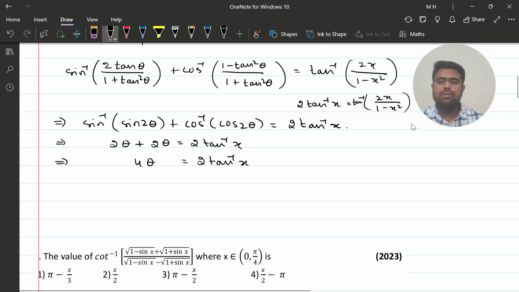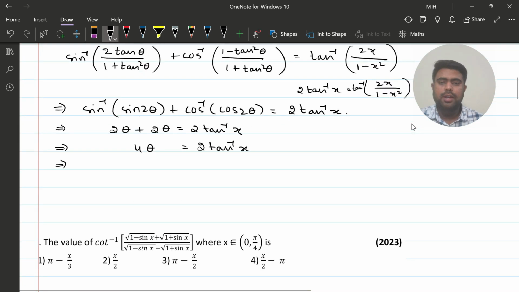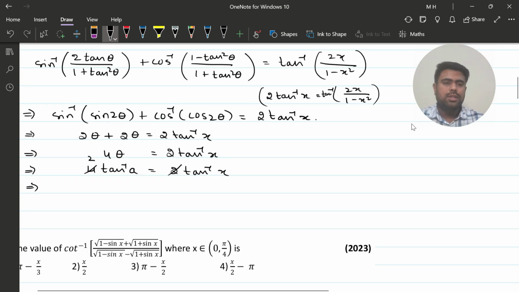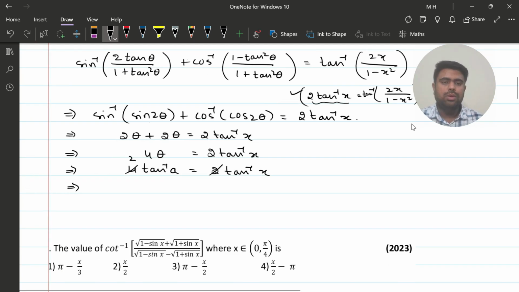Okay, so this implies, what is 4 theta? I mean, what is theta? Theta is tan inverse A. So 4 times tan inverse A is equal to 2 tan inverse x. 2 ones are 2, 2 twos are 4. So it is 2 tan inverse A equal to tan inverse x. What is 2 tan inverse A? Again, I will use this result here. 2 tan inverse A is equal to tan inverse, right?